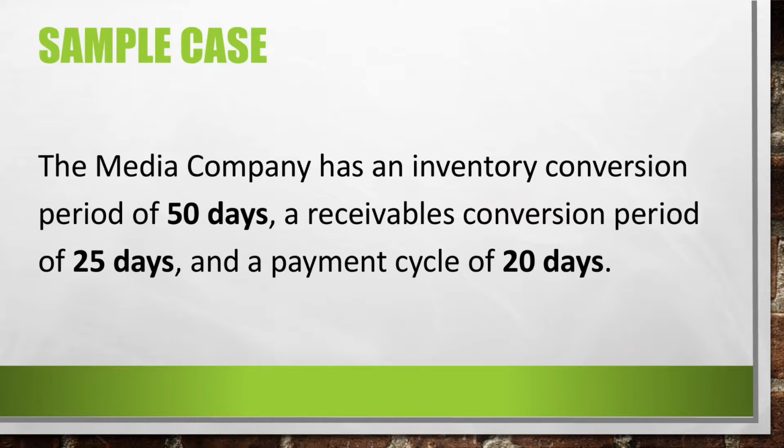The media company has an inventory conversion period of 50 days, a receivables conversion period of 25 days, and a payment cycle of 20 days. Please take note of these days given. Let's begin with the operating cycle. Again, the operating cycle is from the point of buying inventory to the eventual realization. Eventual realization meaning it is converted back into cash.